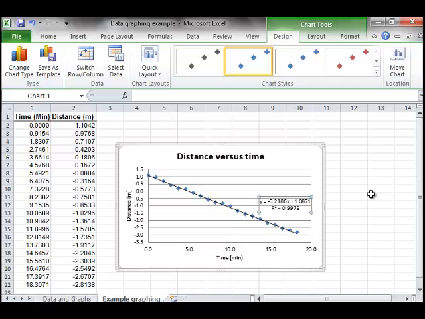So we have our slope of about negative 0.22, an intercept of about 1.1, and our r squared. And so that's how we added a trend line to our data. So that concludes how to graph the data that we have, our example.